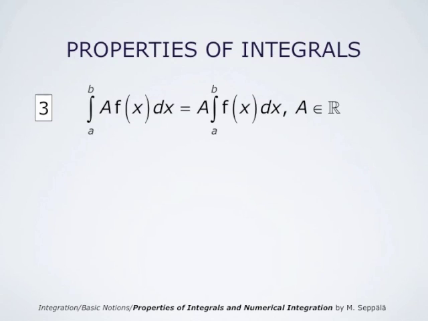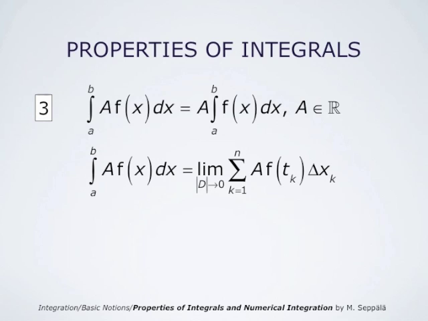The third property of integrals says that integral from a to b, a times f of x dx equals a times integral from a to b f of x dx for any number a. That is, a multiplicative constant can be taken outside of integration. This is immediate, since integral from a to b, a times f of x dx is limit of the Riemann sums of the type summation k from 1 to n, a times f at tk delta of xk. Now a appears as a factor in all terms of the Riemann sum, therefore it can be taken outside of summation as a common factor.